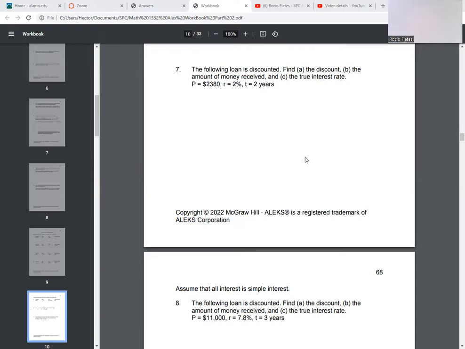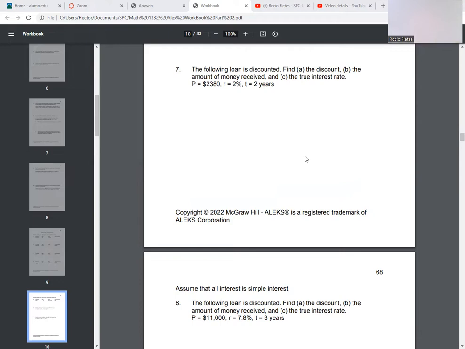They're going to remove the interest from the principal before they give the principal to the person. So the loan is discounted, so we have to take the principal minus the interest amount, which will give us the amount of money received. The discount is just the interest, so it's I. We have to find I. And then the true interest rate will be based on the actual amount that was received and the original principal. So I'm going to walk you through these 3 parts.